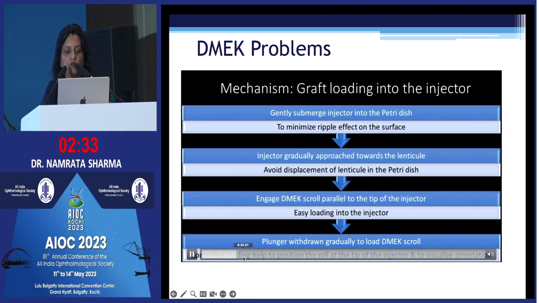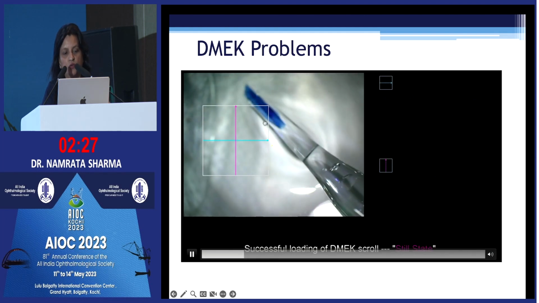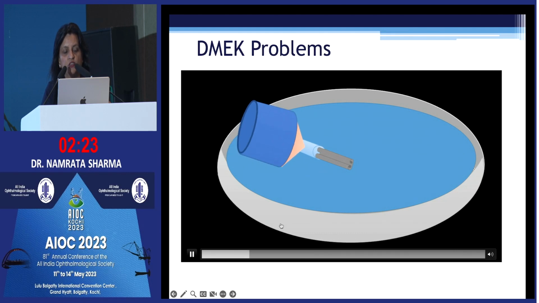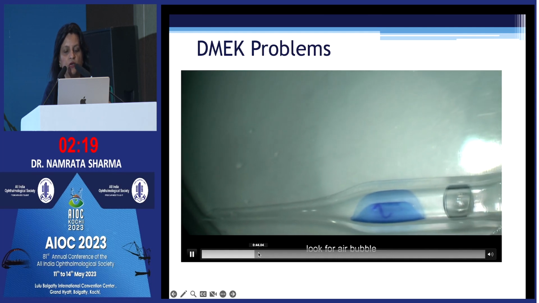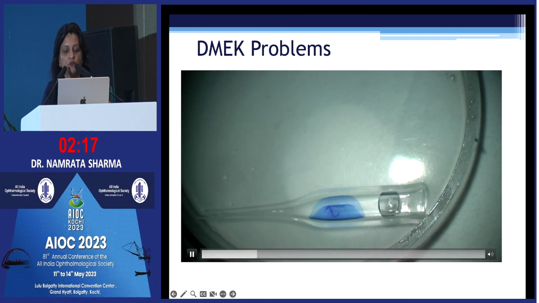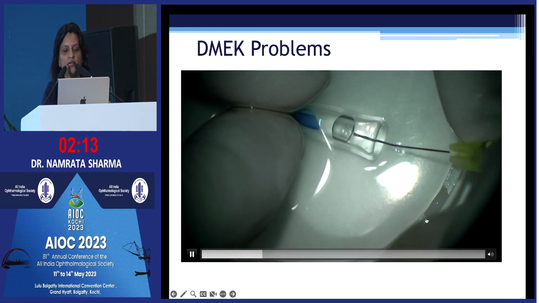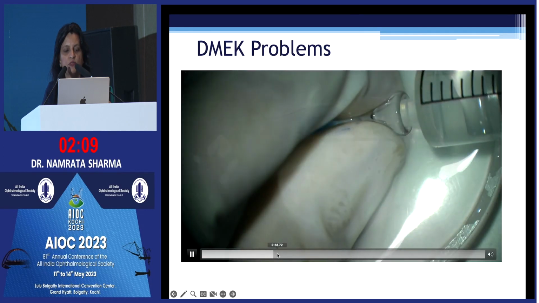And one has to engage the DMEK scroll parallel to the tip of the injector and go close to it so that you can actually get it into your syringe. Some people use an air bubble also to lock it so that it doesn't come out, and then later on the air bubble can be removed subsequently.